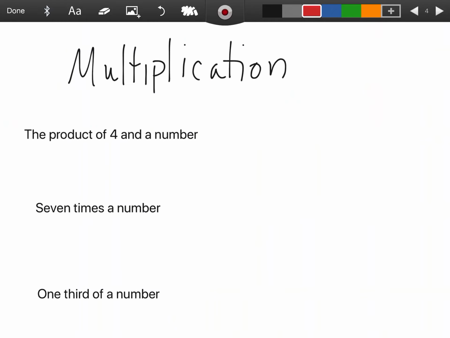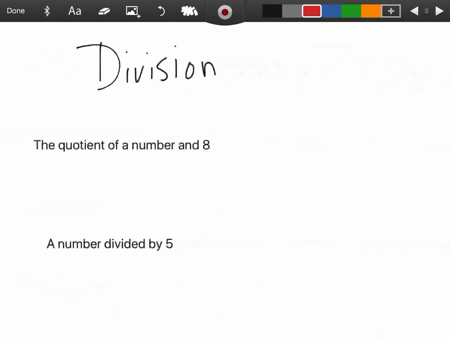All right, moving on, multiplication. We have the product of 4 and a number. Remember that product, that just refers to the answer when we multiply two numbers together. So immediately when you see product, you're thinking multiplication. All right, so we have 4 times a number. I'll write that as 4n. 7 times a number. Let's do the number p. So 7 times p, right? That's going to be multiplication. And 1/3 of. So of also refers to multiplication. So we'll go 1/3 a. All right. So all of these, product, 7 times, and 1/3 of, these all refer to multiplication.